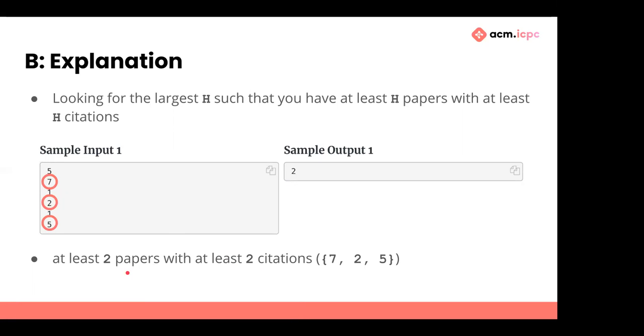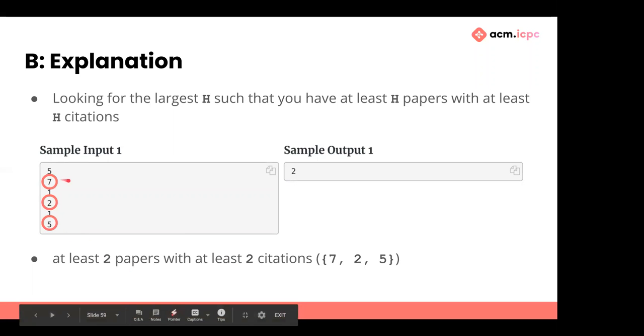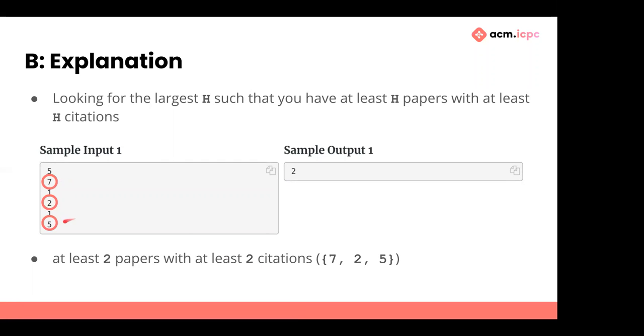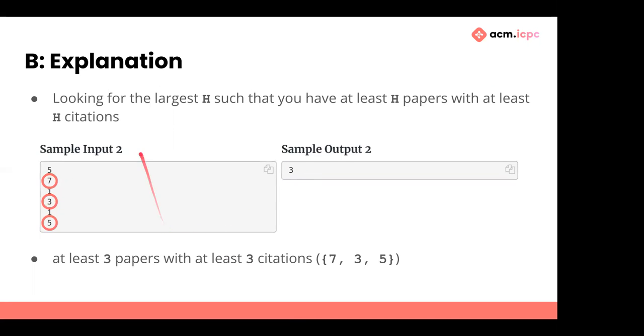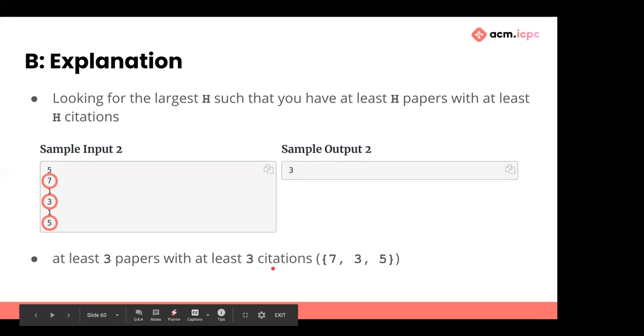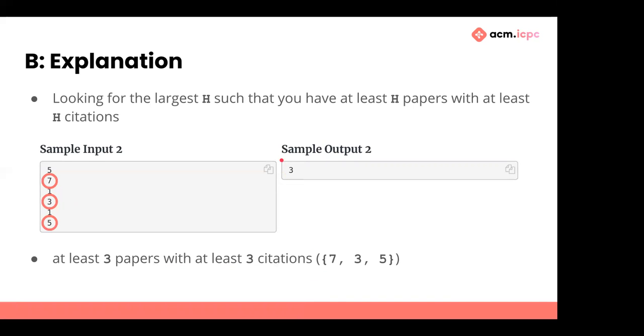So an H-index of 2 is valid, but an H-index of 3 would mean that we have 3 papers with 3 citations, and we only have 2. We only have the 7 and the 5, because the 2 is less than 3. So we don't actually have 3 papers with 3 citations. Because of that, the largest valid H-index is 2, and that's why sample output 1 is 2. In the second sample input, instead of a 2, we have a 3 here. That means we now do have 3 papers with 3 citations, which would be the 7, the 3, and the 5. So that's why the second sample output is 3.